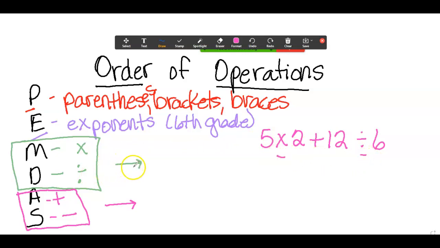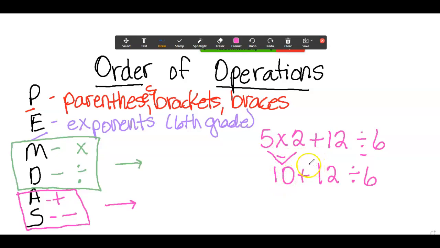So remember, I want to go from left to right. So I'm going to do 5 times 2 first because it's on the left side. Not because multiplication comes first. It's because it's on the left side. So I'm going to do my 5 times 2, which is 10. And then I rewrite everything I did not use yet. Okay, see how that 5 times 2 is now 10?